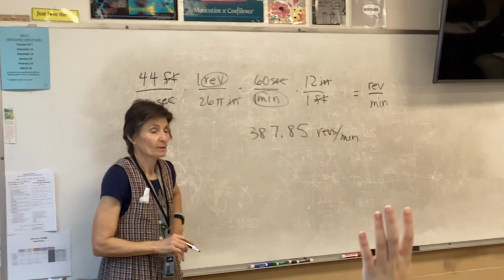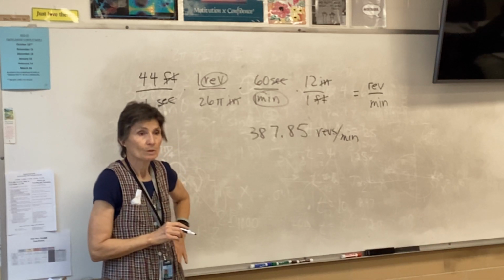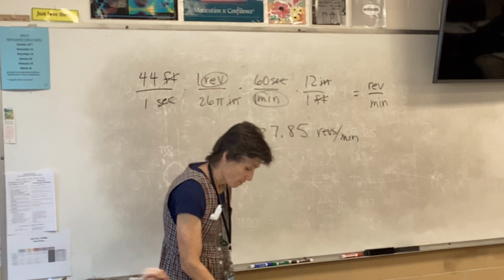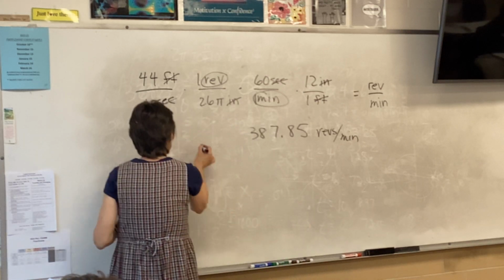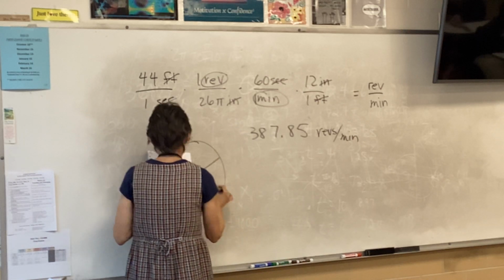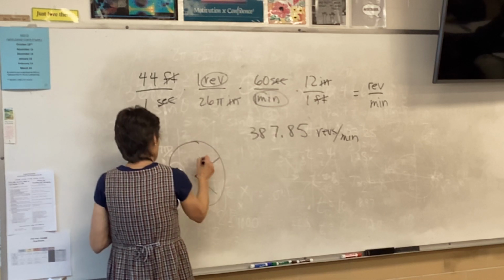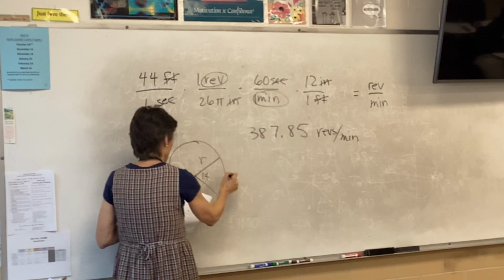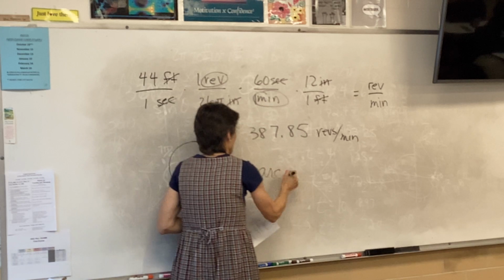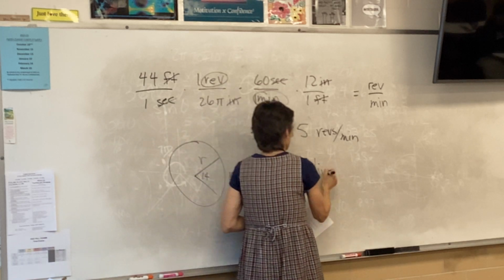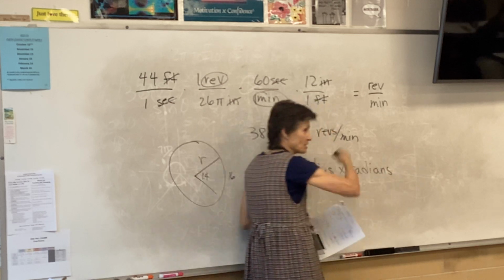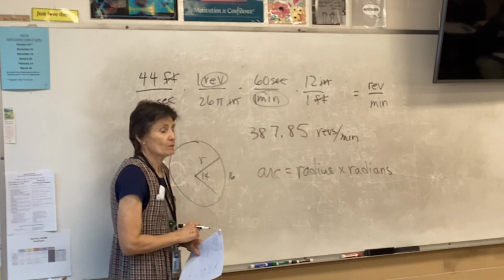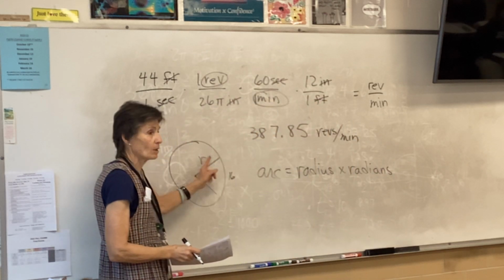Got it? Okay. Lucy, can you do 4A on 4.1? 4A. I'm missing information. Anytime I see a problem like this, arc length equals radius times radians pops into my head. That's what pops into my head every time I see a problem involving an arc length.